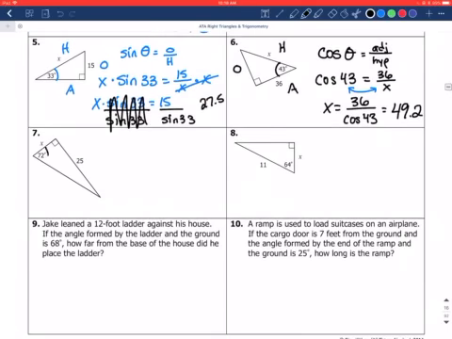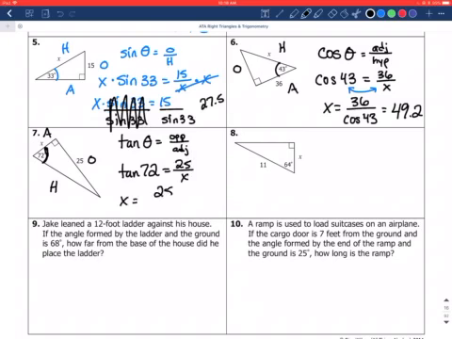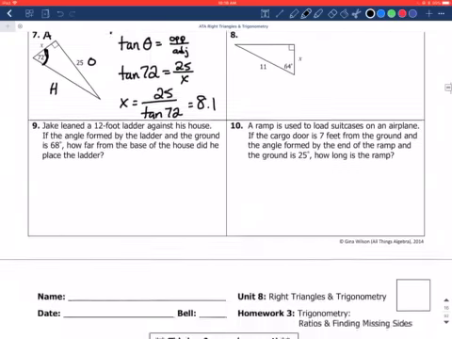All right, for number 7, reference angle here, hypotenuse, adjacent, opposite. So that will be tangent because they gave us opposite and adjacent. Tangent of 72 degrees equals 25 over x. We will switch those places, and that should give you 8.1.